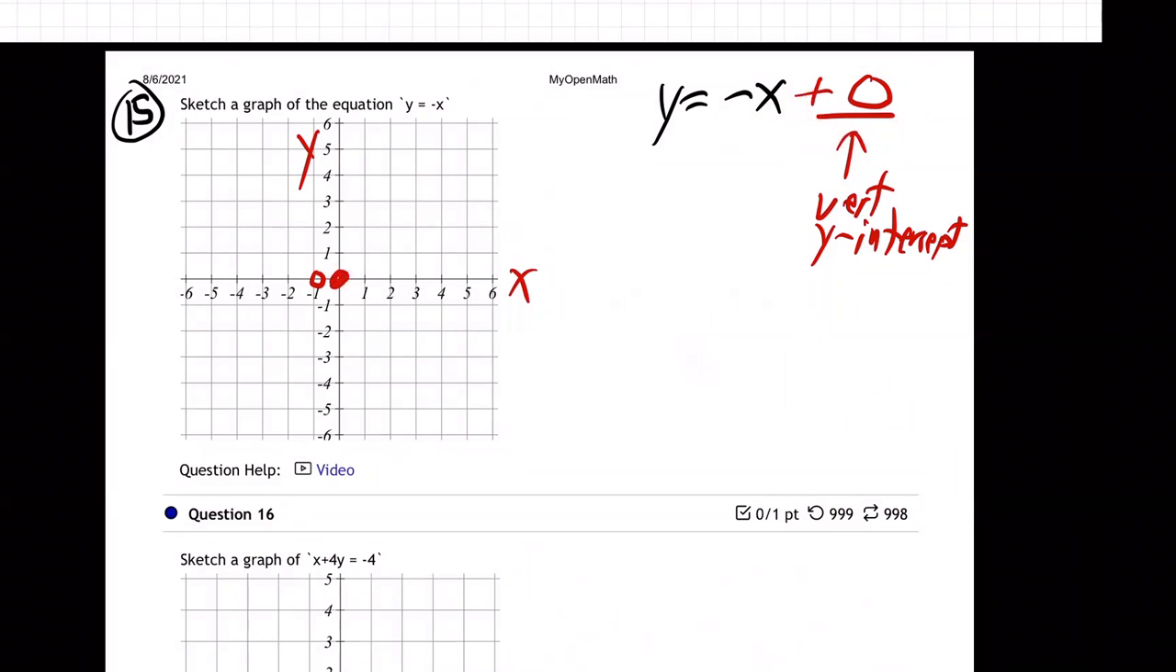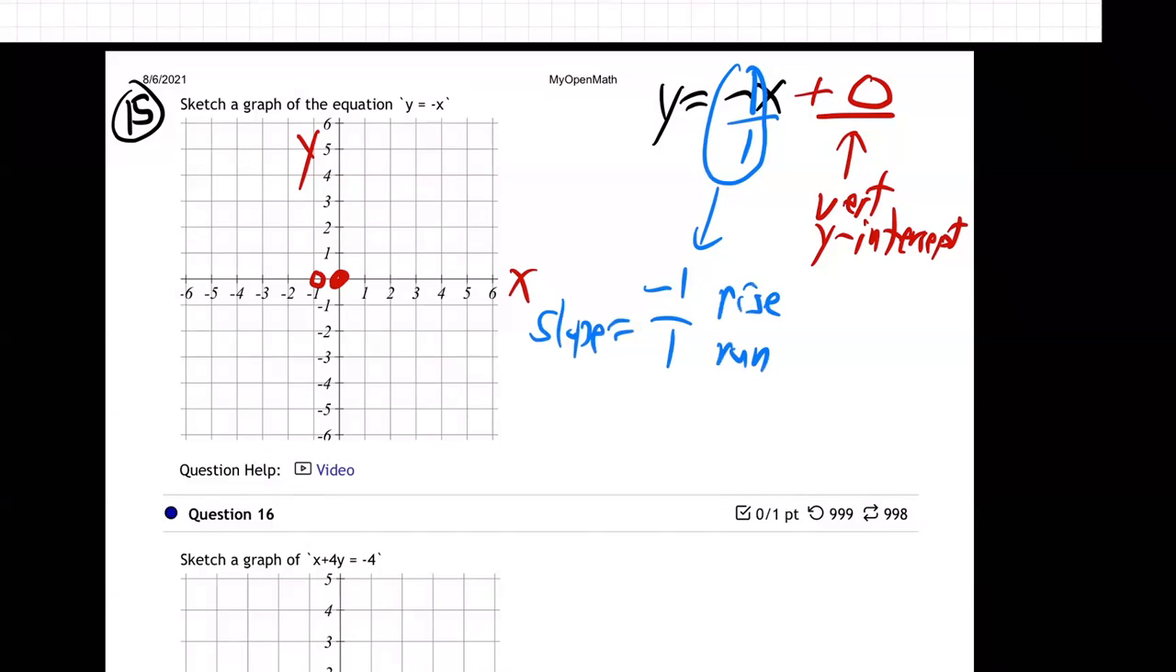So then next, you're supposed to get the slope. How do you get the slope? Well, it's the fraction in front of x. Now, what's in front of x here? There's nothing in front of x, right? Well, there's a -1, and then you can put that over 1. So there's our slope. It's -1 over 1. That's the slope. That's the rise over run. Do you see how I did that there?